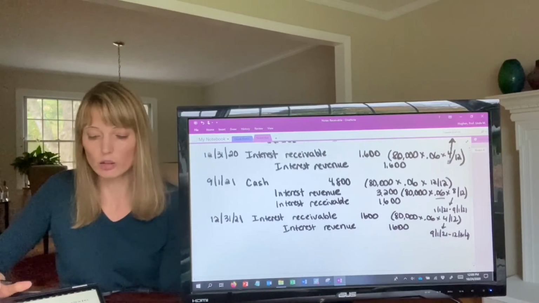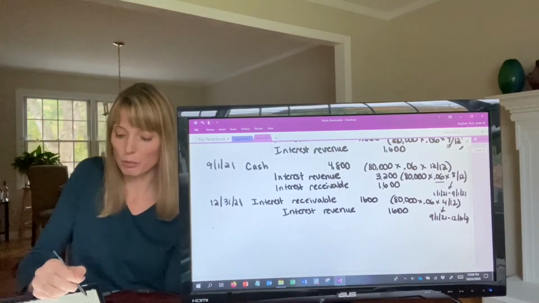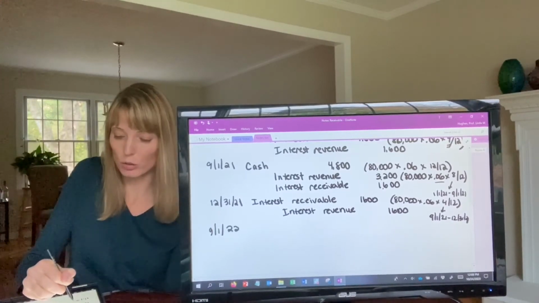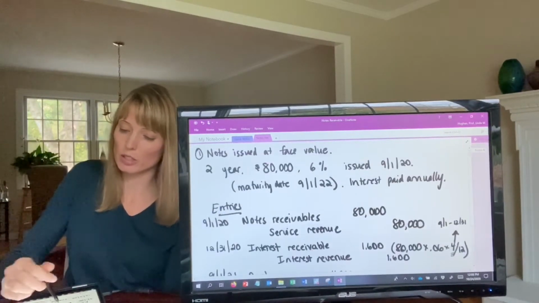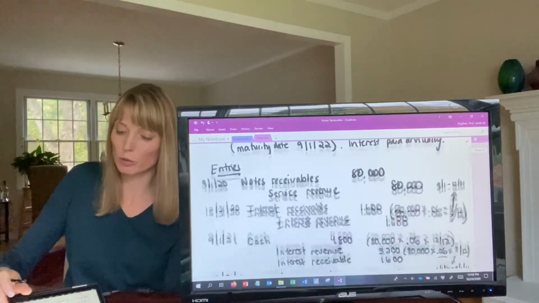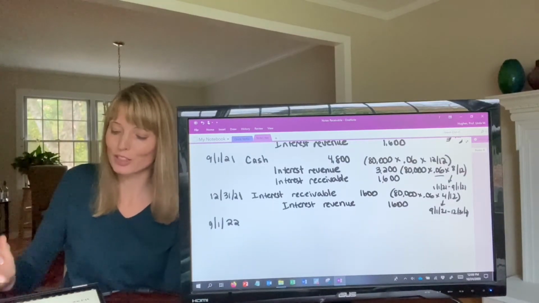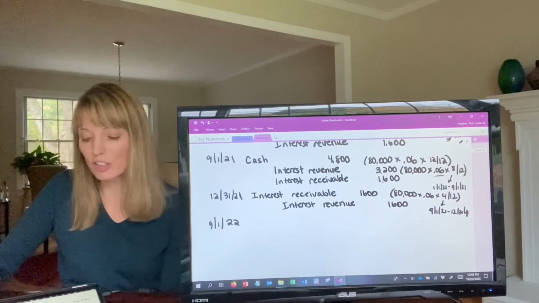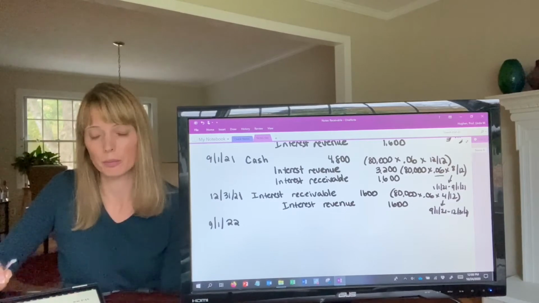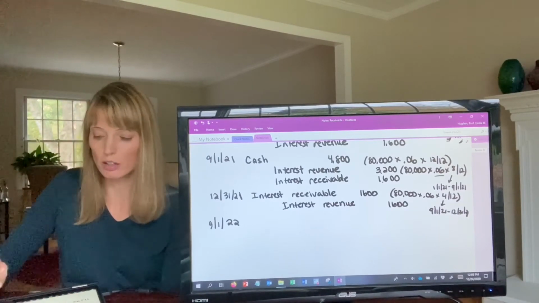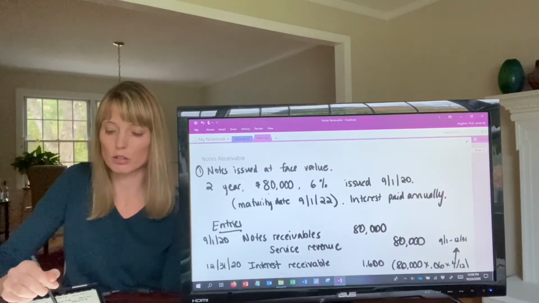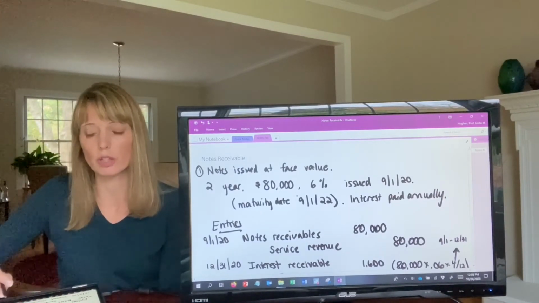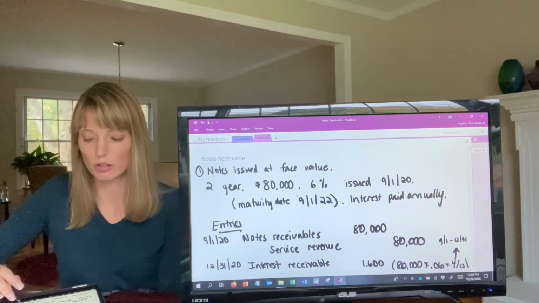What's the last entry that takes place on September 1st, 2022? That's the maturity date, right? We said the maturity date would be September 1st, 2022. What happens then? Well, 2 things happen. The customer returns the principal payment, the actual entire amount of the cash payment. The customer is going to return the full $80,000, and the customer is going to repay the last year of interest that it still owes.